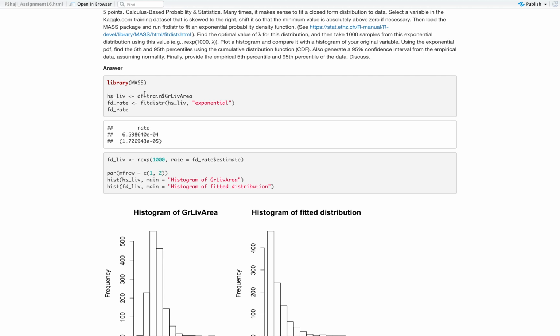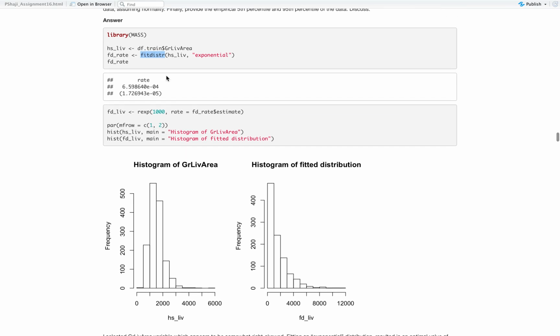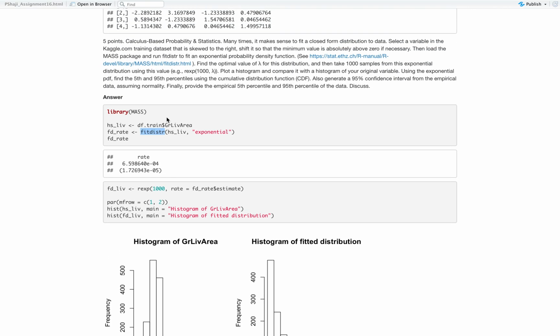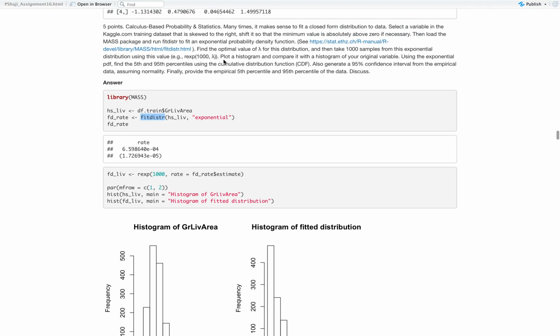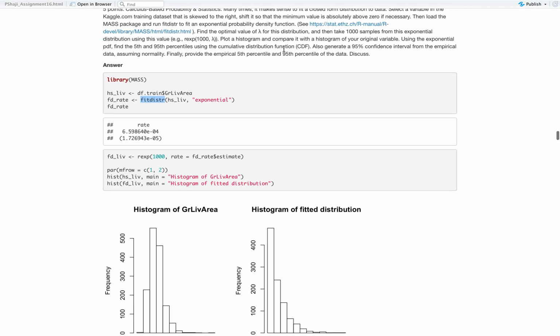So the first thing I have done here is load the MASS library, load the variable ground living area of the training data set, and then pass that variable to the fitdistr function. After that, I have built a histogram as given in the question. We have to find the optimal value of lambda for this distribution and then take 1000 samples from this exponential.